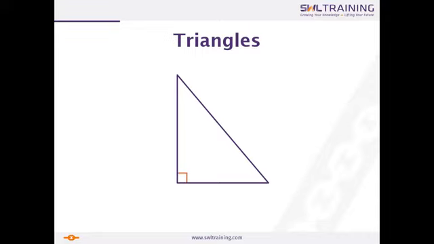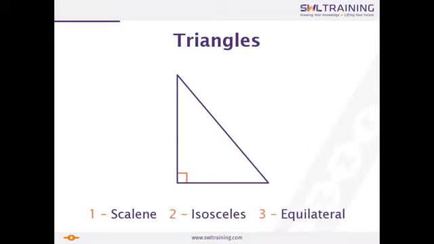There are three types of triangle, and this is based on how many sides of the triangle are of equal length. If you have all three sides of different lengths, this is a scalene triangle. Where there are two sides of equal length, this is an isosceles triangle. And where all three sides are of equal length, this is an equilateral triangle. So of course in an equilateral triangle, all the angles will be the same too. So each of the angles will be 60 degrees.